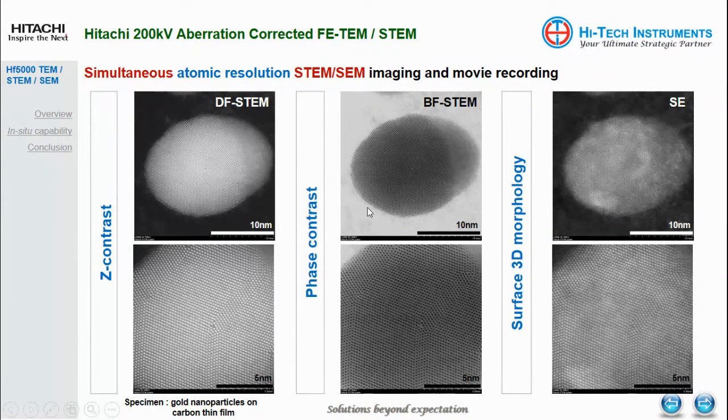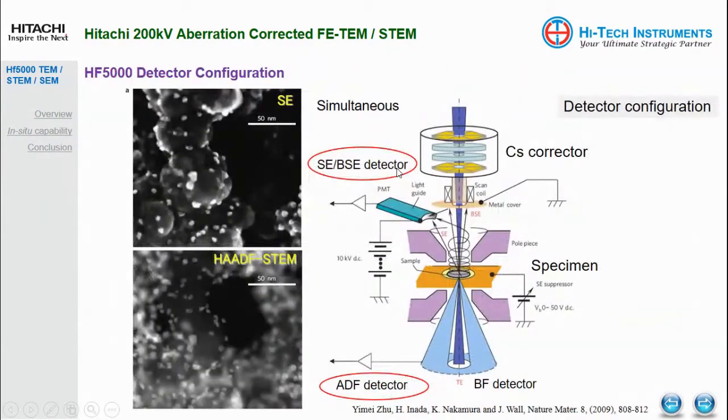Later, we'll have some examples to explain to the audience why it's important to correlate these two results. And that's the detector configuration here with the Cs corrector. And this is the SE or BSE detector here. So that is the corresponding SE imaging. There is a catalytic particle on the carbon support. And this is the dark field detector here. And you have the bright field detector here. Your specimen is here. So this is the same location, you can capture the images simultaneously.